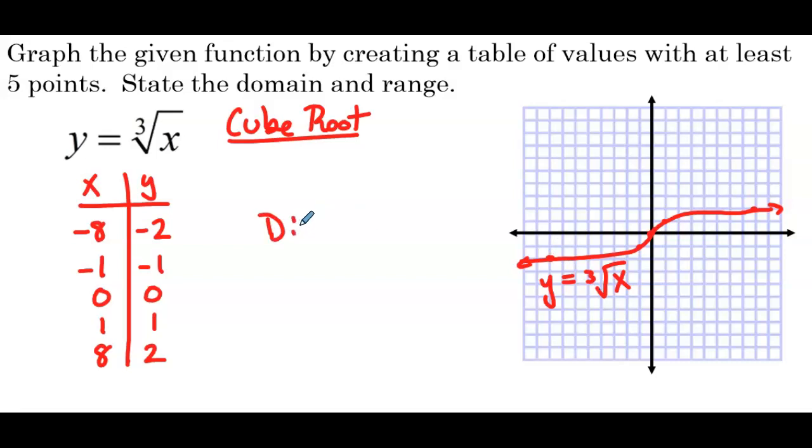And the domain, working from left to right, that's all reals, so negative infinity to infinity. The range, again, the arrows don't look like they're going up and down, but they're going to continue as the function keeps going left and right. So the range will also be all reals, negative infinity to infinity. So that completes our parent functions. Constant function, linear function, quadratic, cubic, absolute value, square root, and cube root.